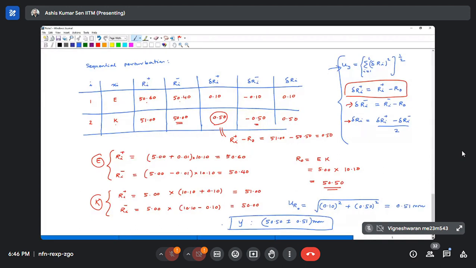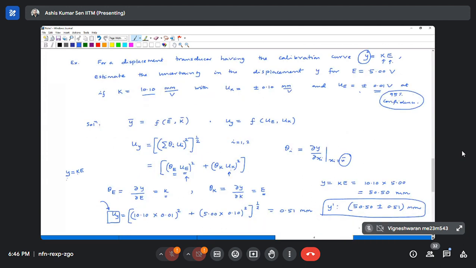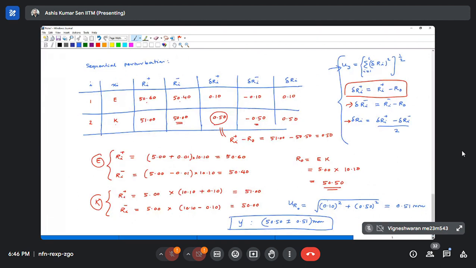And you can see that both the methods have yielded the same result. Whether you use the differential method, taking the slope, we got 50.50 plus minus 0.51. Using the sequential perturbation method also, we got the same answer. Both methods will yield comparable results. But when the data is very precise, there may be some slight difference that may arise. Otherwise, they should yield identical results.